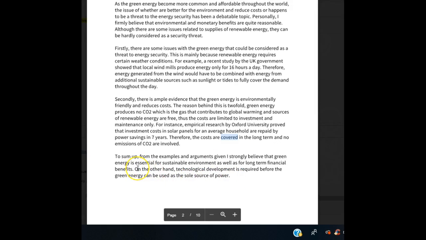All right, I wouldn't have written here, on the other hand. It sounds like on the whole you support green energy. So I wouldn't have written here on the other hand, especially as your last sentence. Remember, this is what the reader is going to take away from your essay.